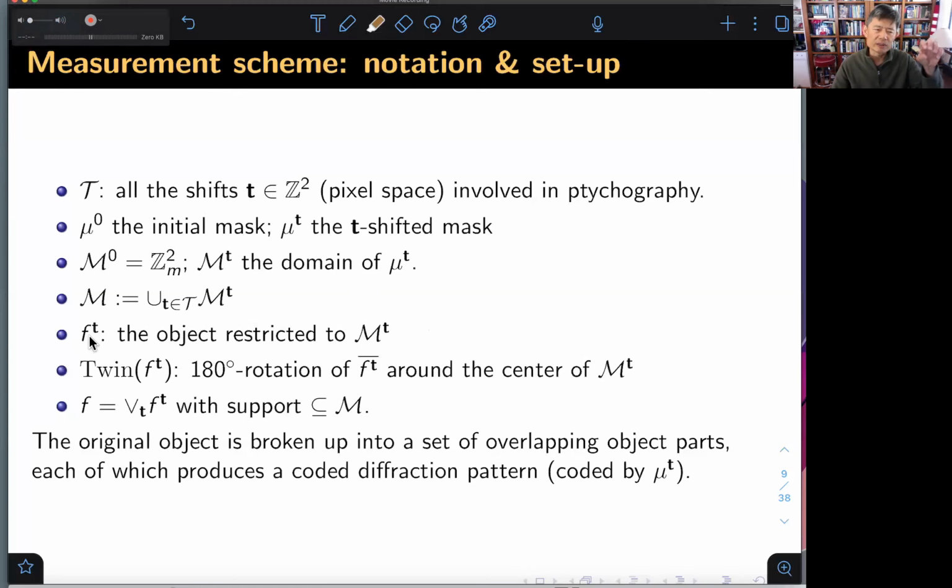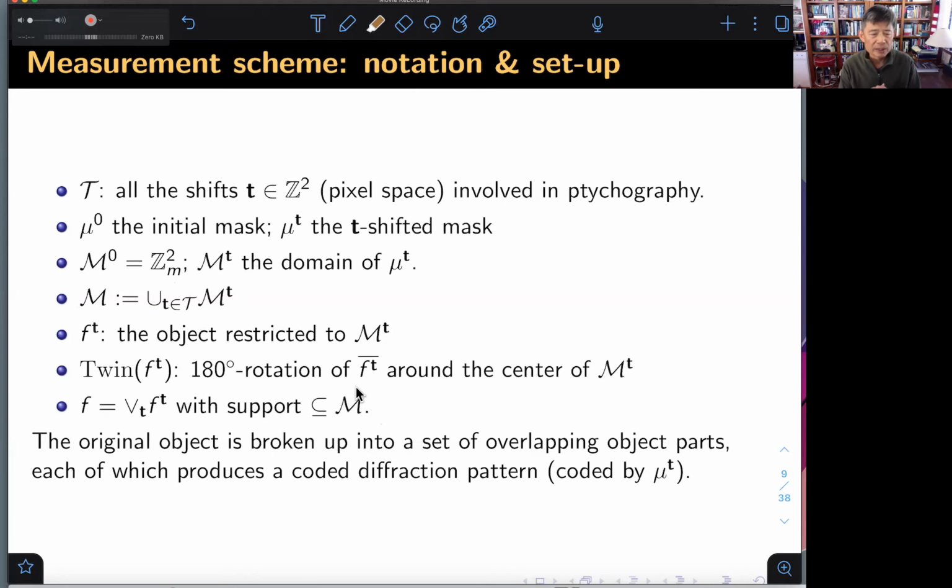So it's the object part, right? This is a part of the object that has been scanned at the moment. Okay, I call that the twin image. It is actually a 180-degree rotation of that, so that corresponds to the conjugate inversion. If you put all the object parts together, the union, then you have the original object. Okay, and obviously you want the whole object to be covered by all the scans. Then of course the support of this object should be inside this M.